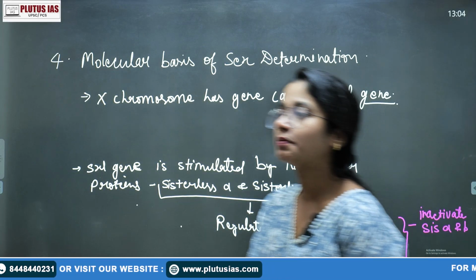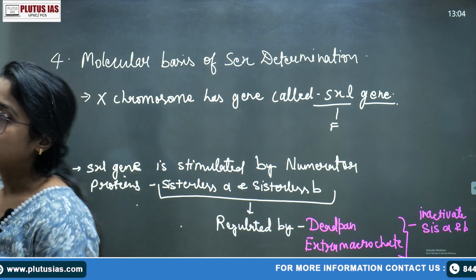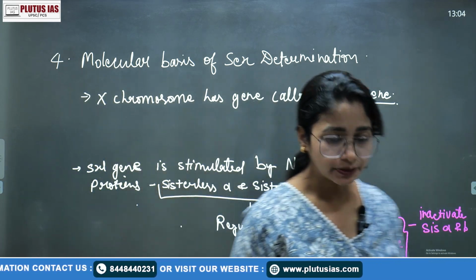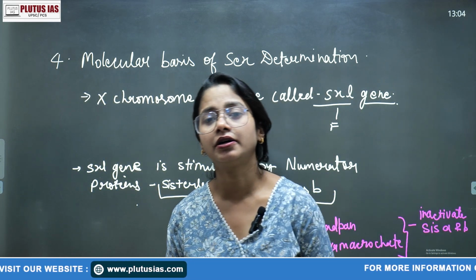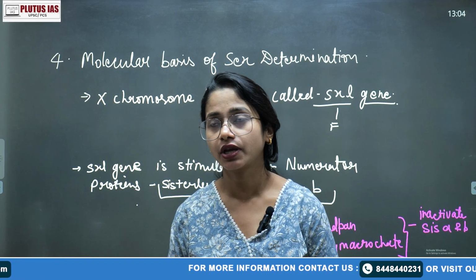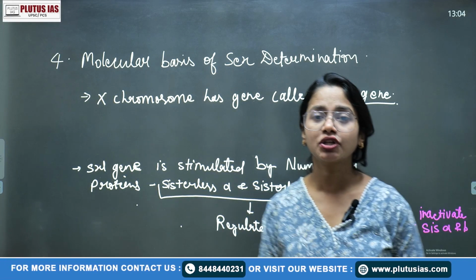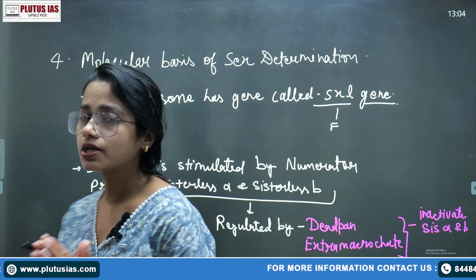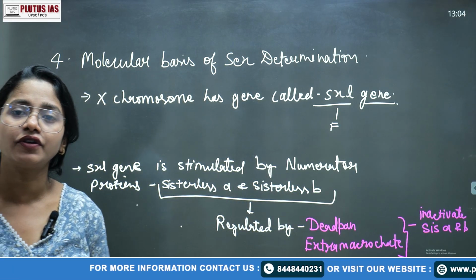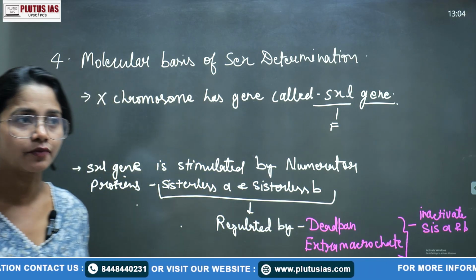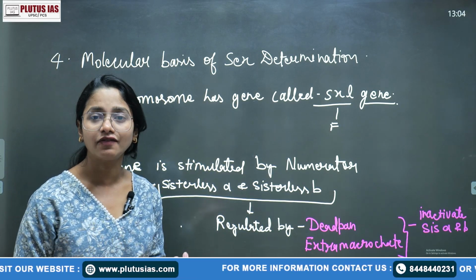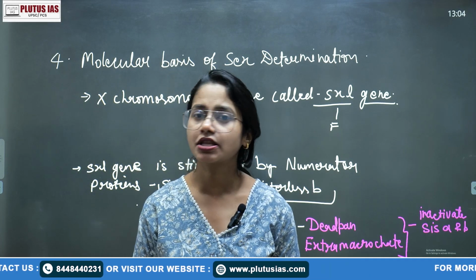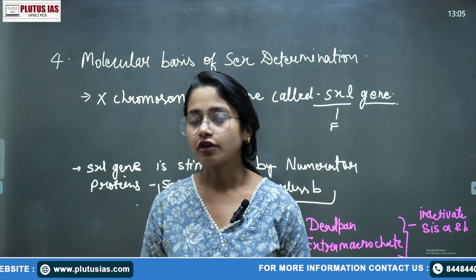So what are the genes? Majorly there is one gene known as the SXL gene. The full form is sex lethal gene. I would like to say the SXL gene is the major gene involved in sex determination in Drosophila. In earlier development, generally the SXL gene is absent; it is not very much active.